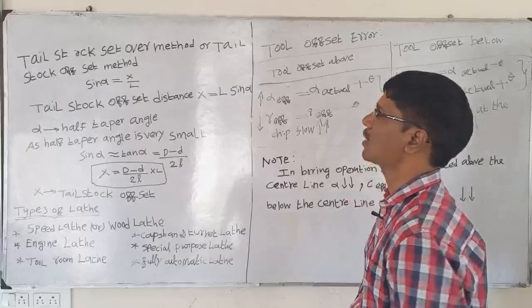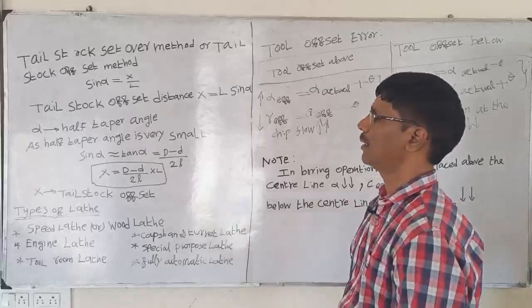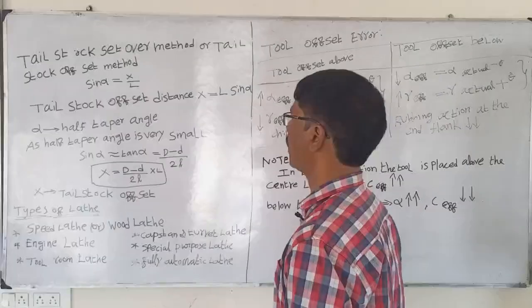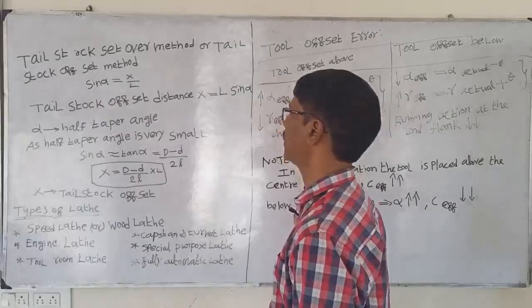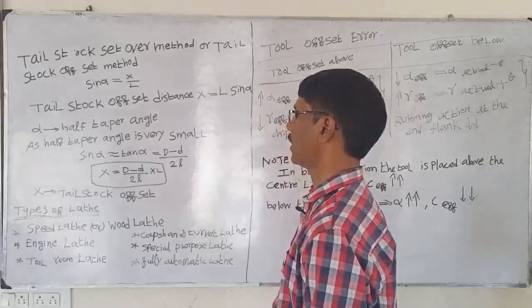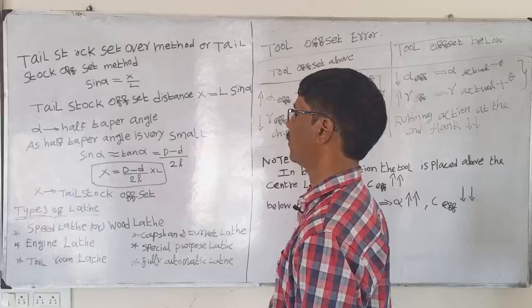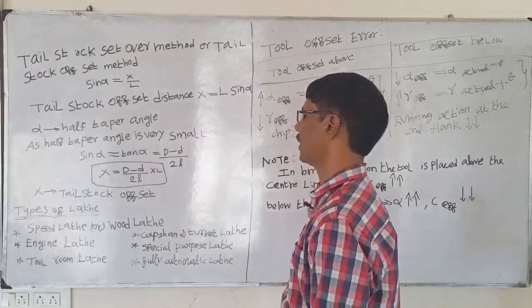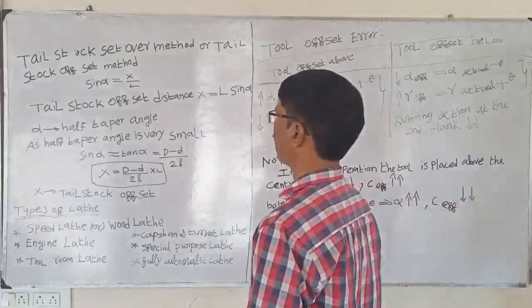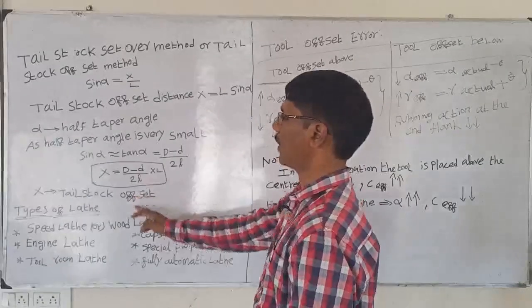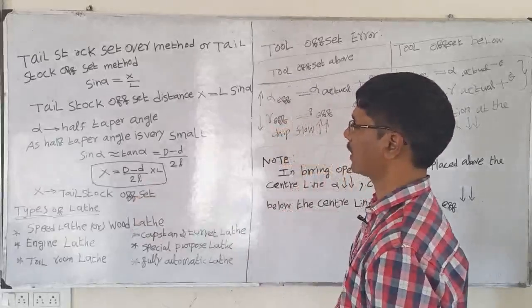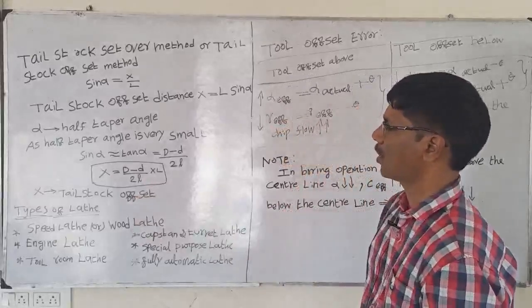The next method is the tailstock set-over method, or tailstock offset method, in which the sine of the angle can be calculated by x by L, where x is the tailstock offset distance: x equals L sin alpha, where alpha is the half taper angle. As the half taper angle is very small, sin alpha is approximately equal to tan alpha. Tan alpha, we all know, is (D minus d) by 2l. So we are substituting this value (D minus d) by 2l for sin alpha, multiplying by capital L, and we can get x, which is termed the tailstock offset.